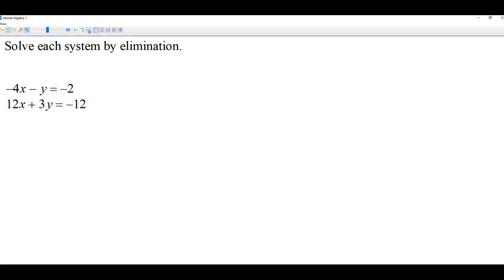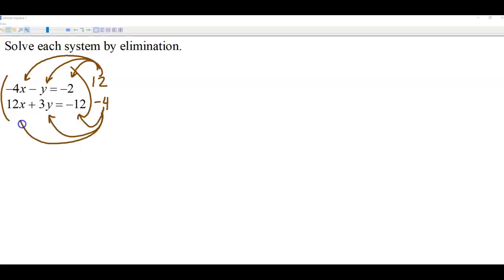All right, let's go ahead and take a look at another elimination problem here. This time I'll do the x's. So let's choose to cancel out the x's. I'm going to take the -4 and the 12 there. I'm going to flip them so the 12's on top and -4's on the bottom. And I'm going to multiply them into the parentheses. Same thing with the bottom row here.